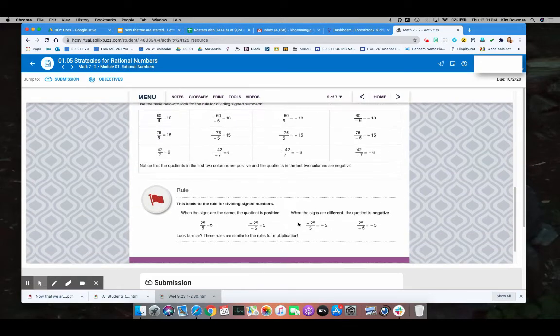The rule is the same as it is for multiplication. When the signs are the same, the quotient is positive. So if you have both positive numbers, your answer is positive, or if you have both negative numbers, the answer is positive. When the signs are different, the quotient is negative. So if you have a positive and a negative that you're dividing, whichever way it's arranged, it's going to be a negative answer. And it says, look familiar, these rules are similar to the rules for multiplication.